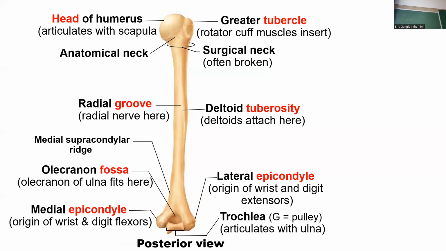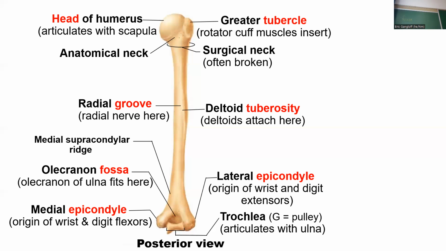We also have fossa. So we talked about fossas of the scapula, those flat areas. We also have fossa in this area of the humerus as well. It's a little flat area. And then we have two what's called condyles, a medial epicondyle and a lateral.